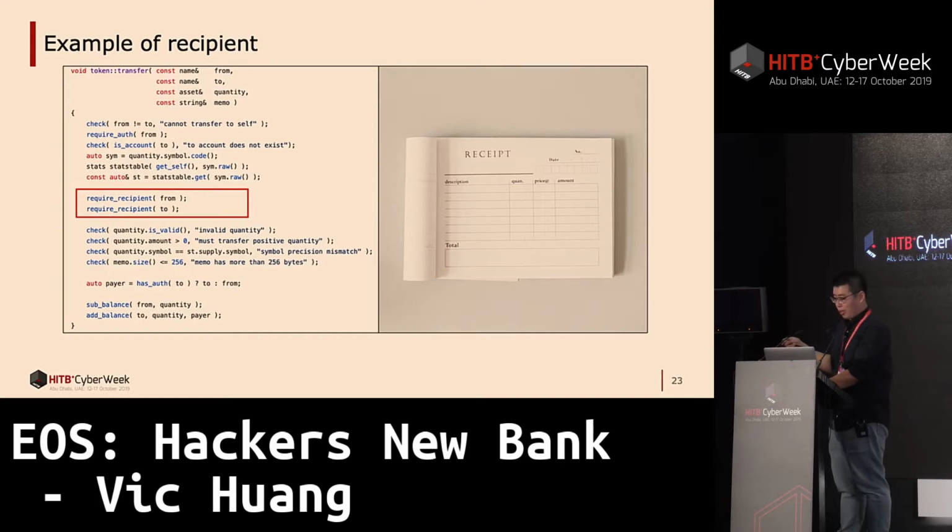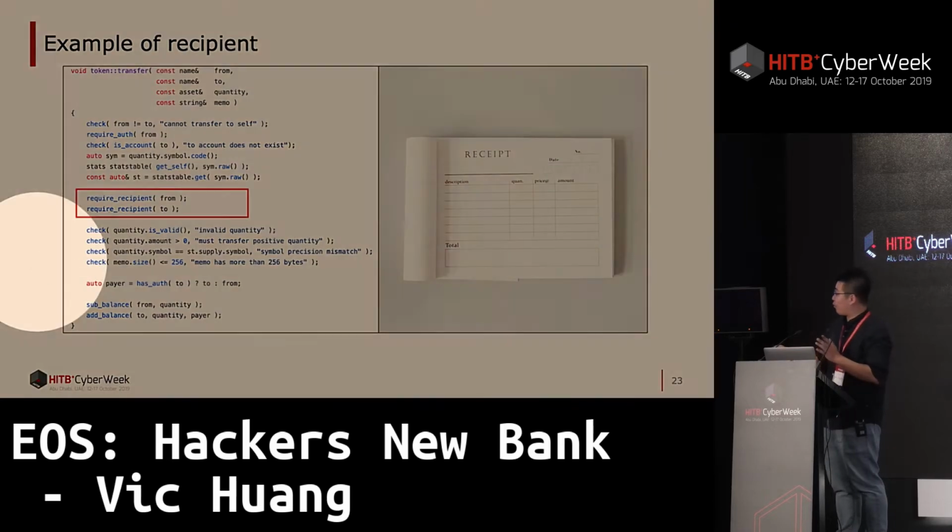So this is if you want to transfer some money from you to a contract, here's the thing that deals with the transfer. The important thing is here: if you transfer the EOS token, there will be a receipt sent to both sides, from and to.